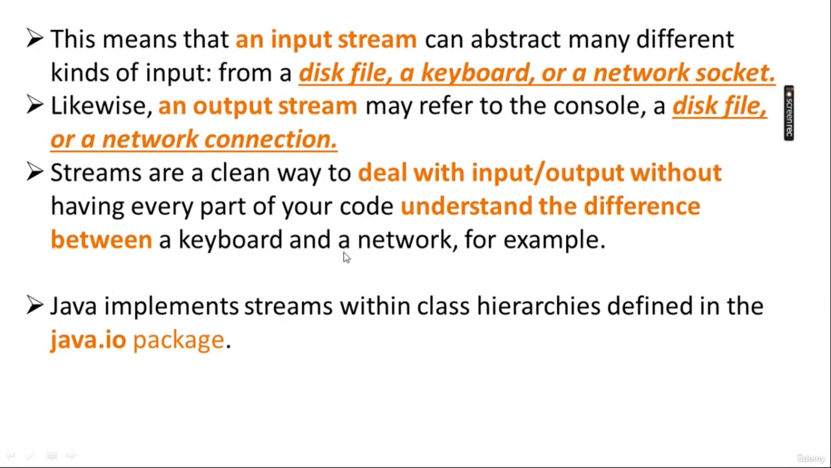Streams are a clean way to deal with input output without having every part of your code understand the difference between keyboard and network. For example, anything that is inputting for your program will be treated as an input device, and anything that is used for output, like a console, will be treated as an output device. Java implements streams within class hierarchies defined in the java.io package.